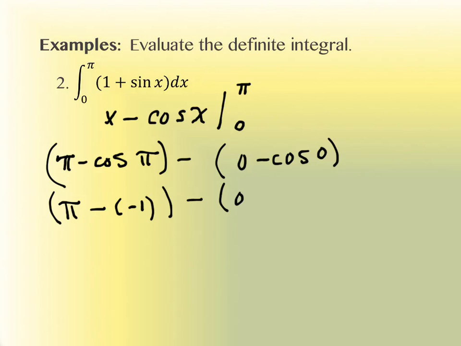Of course, the 0 is 0. What is the cosine of 0? That's positive 1. So if we're careful on our signs, these two negatives become a positive, right? And this negative becomes a positive, which means my answer is actually pi plus 2.